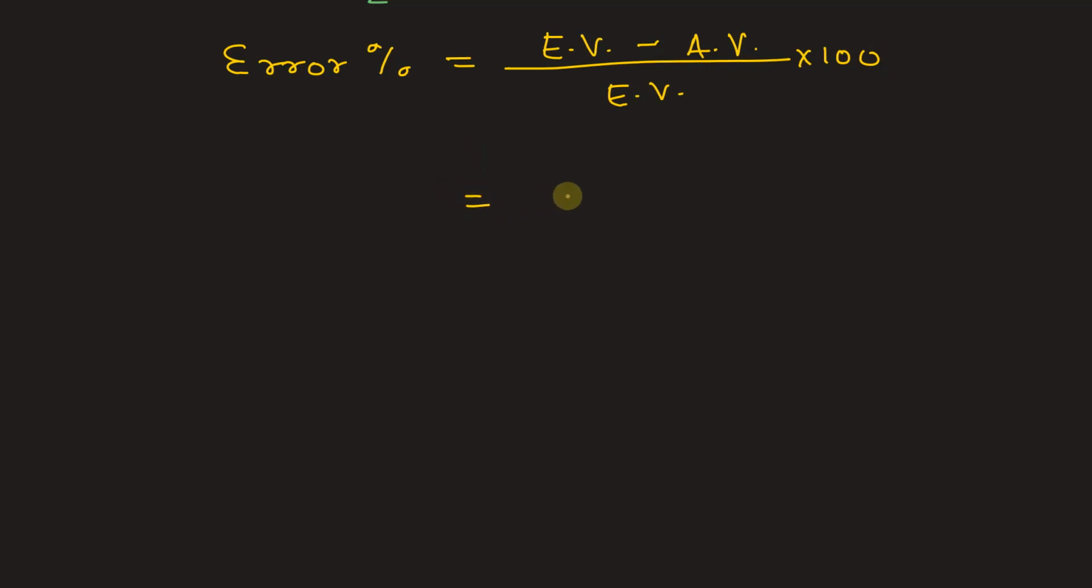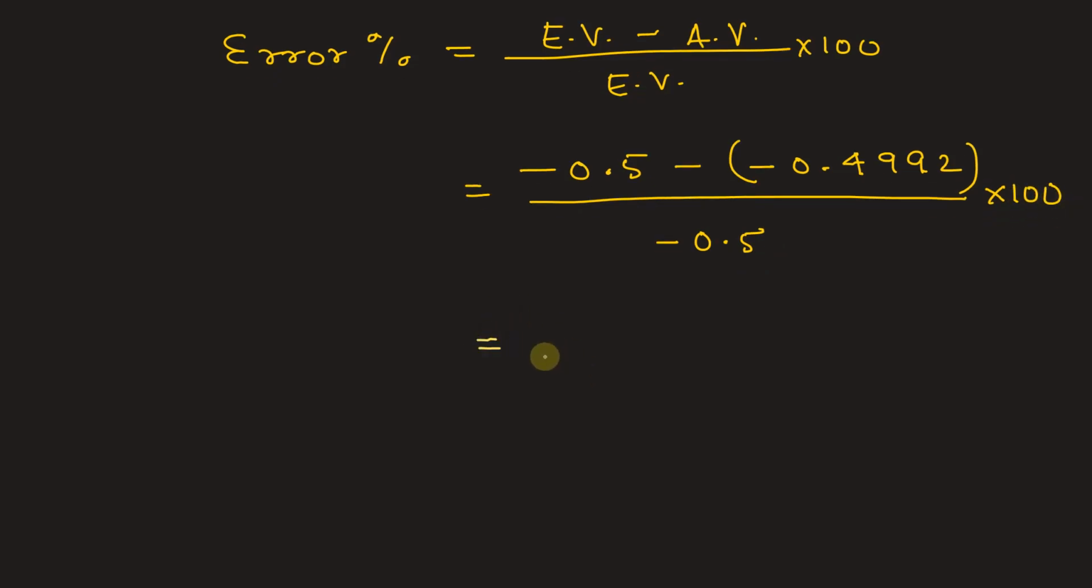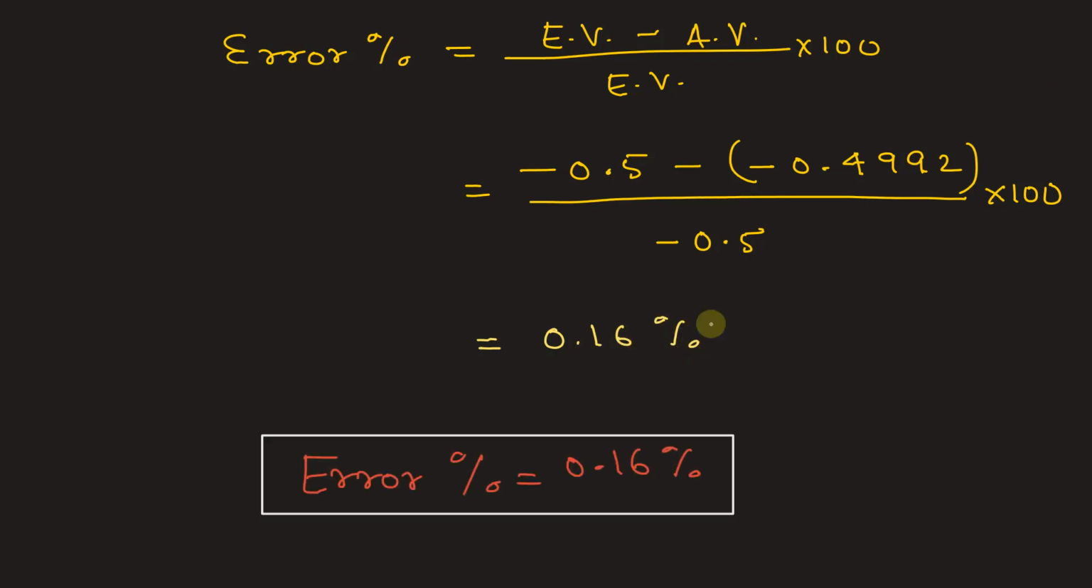So our exact value is minus 0.5. This we have already calculated. Also we have calculated the approximate value, that is minus 0.4992 whole divided by the exact value, that is minus 0.5 into 100. So this value will come out to be 0.16%. So the error percentage comes out to be 0.16%.